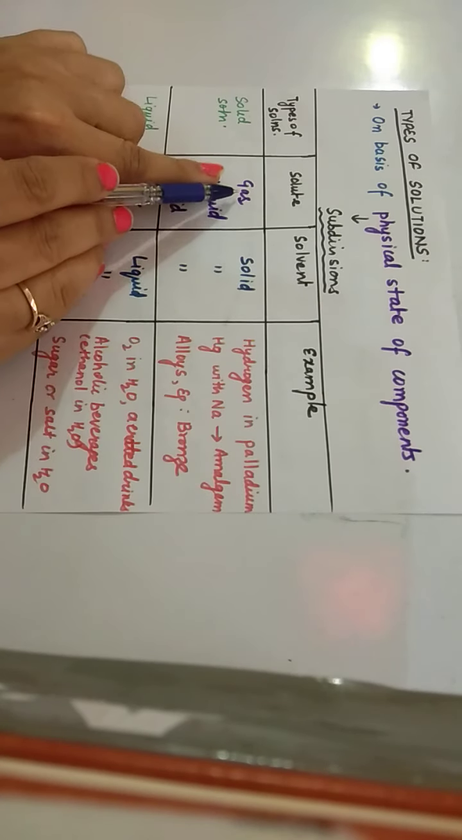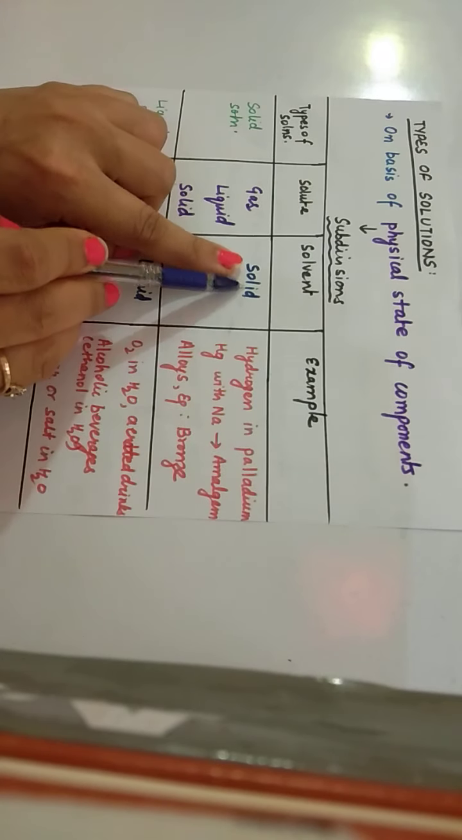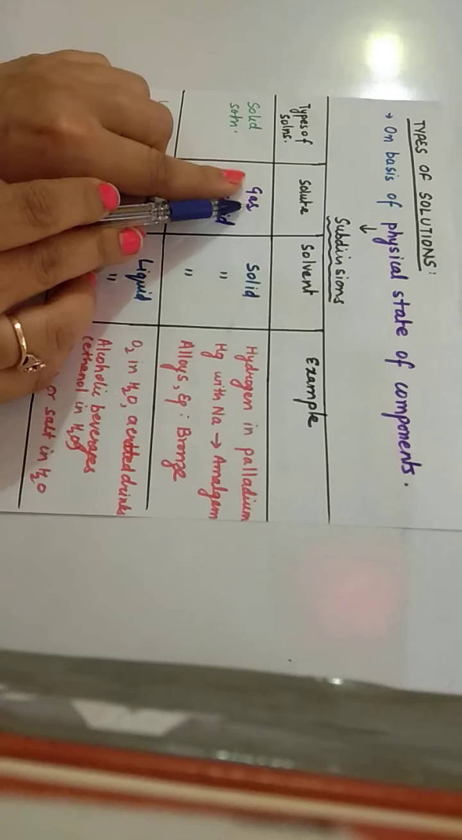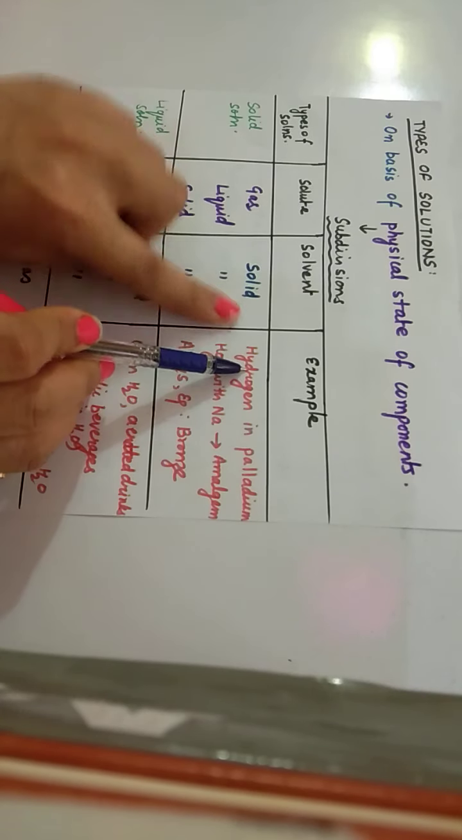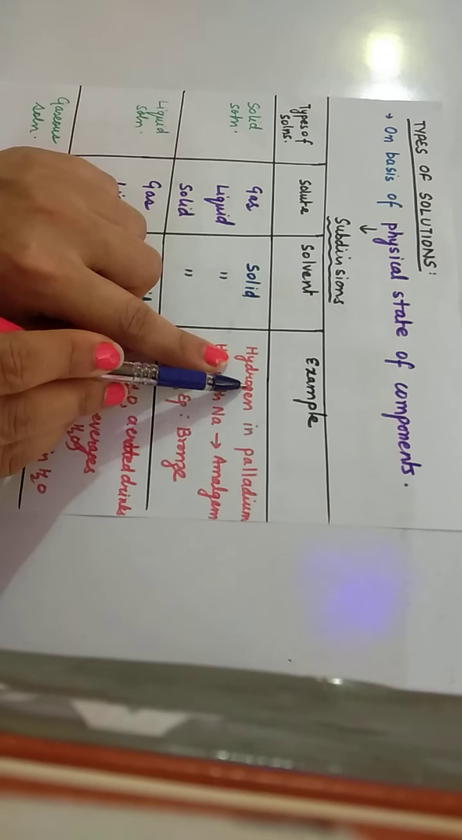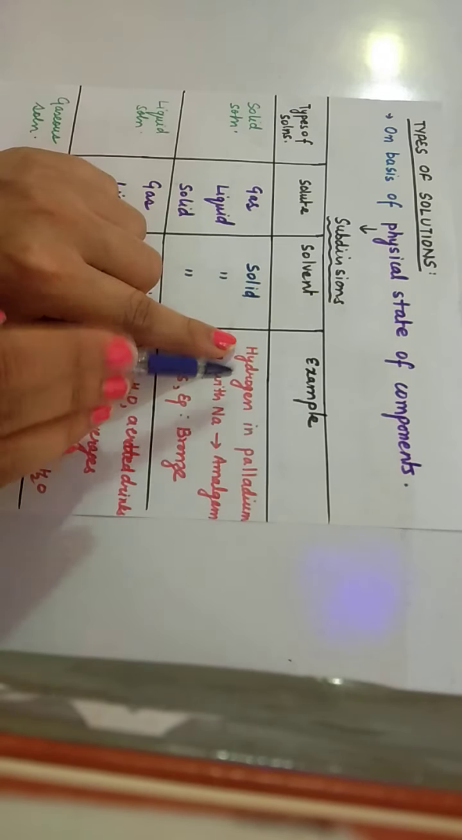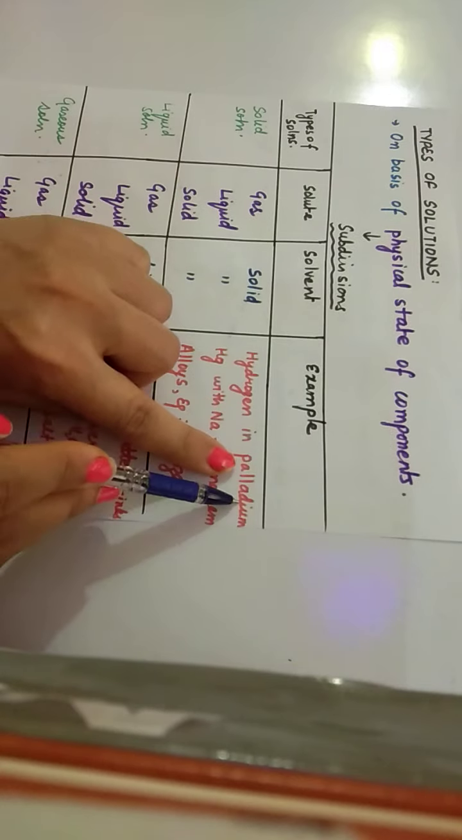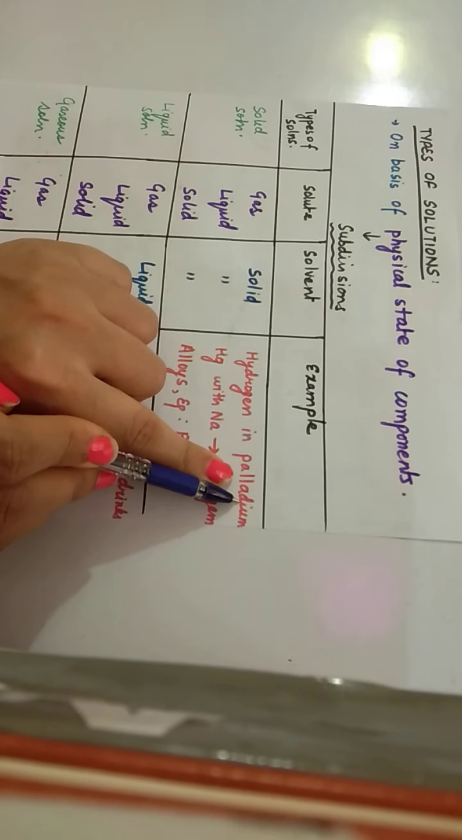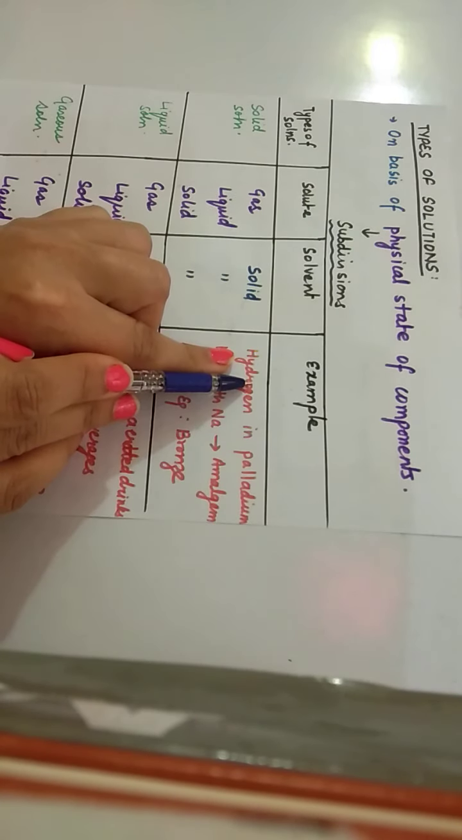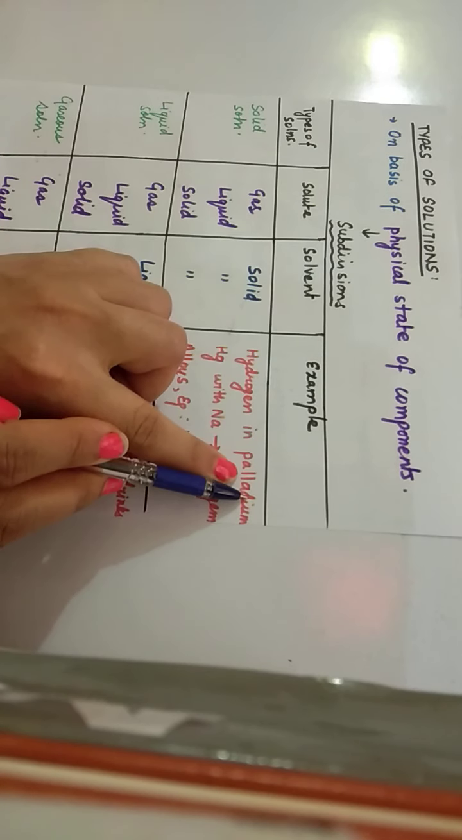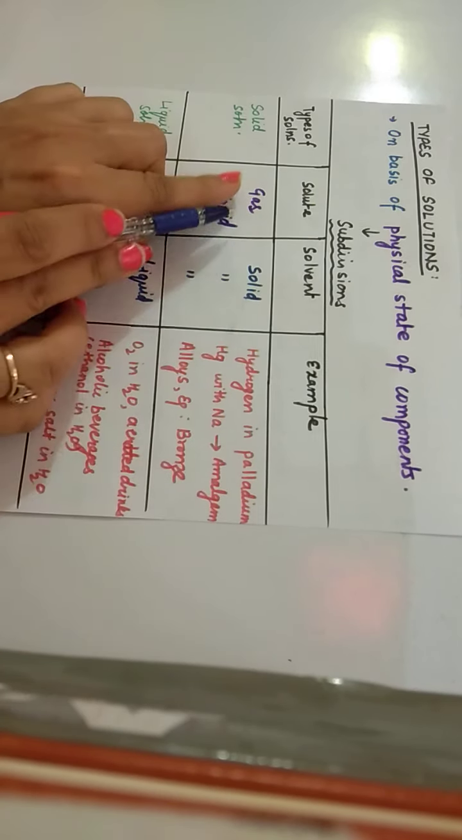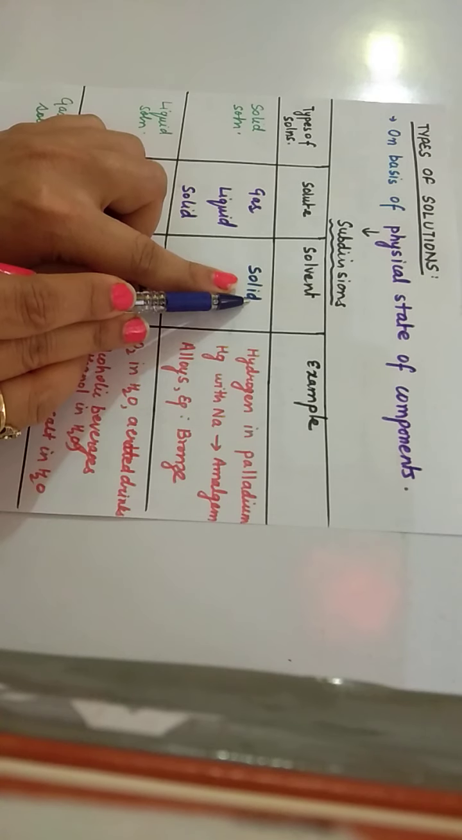Now, first it means gas is dissolved in a solid. Solid is in more quantity, gas is in less quantity. Example is hydrogen in palladium. If you put pressure over hydrogen, then it gets adsorbed on the surface of palladium. So gas is being adsorbed on the surface of the solid. So this is an example of gas in solid.